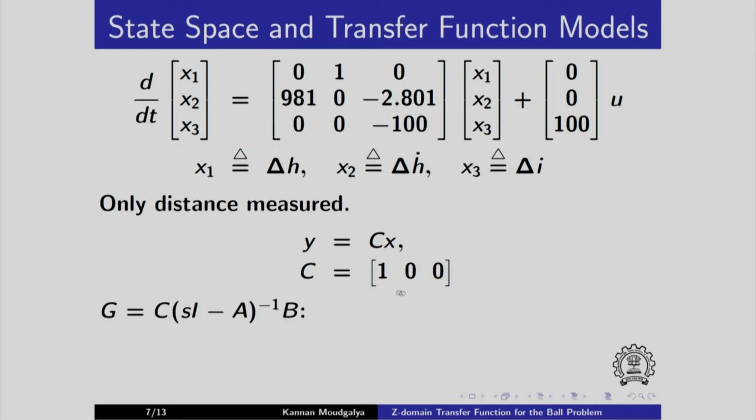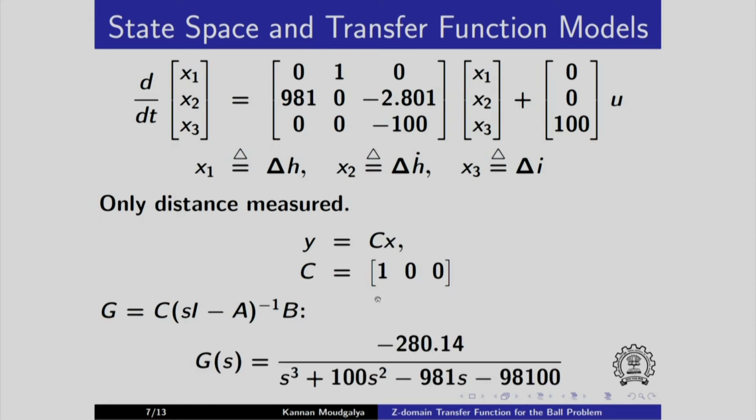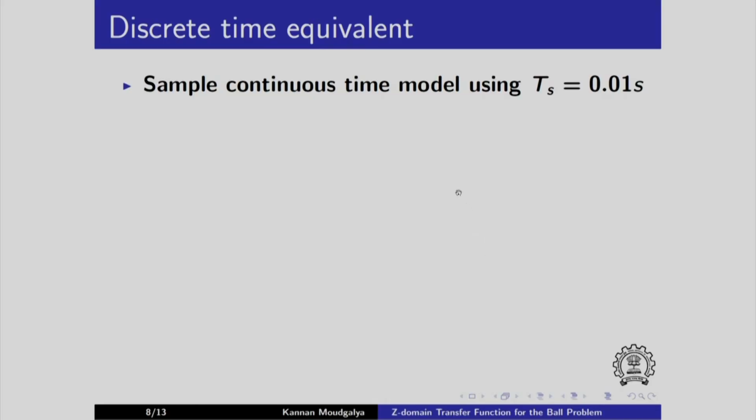When I take transfer function in Laplace domain, I get the following transfer function g of s given by this. Later on I will give a Scilab code wherein all of these will be calculated, and you could go through each step and verify that you get all these values. Let us sample this continuous time model using a sampling time of 0.01 second.